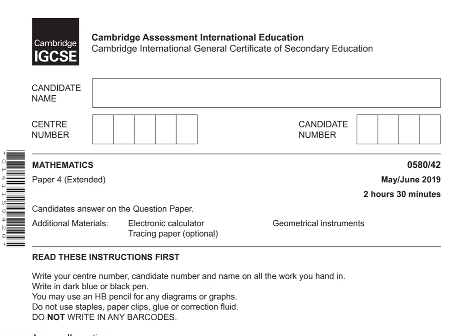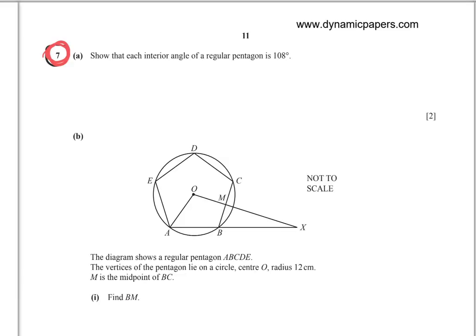Bismillah. In this video, I'm going to solve Cambridge IGCSE Mathematics Paper 4, May June 19, Variant 2, the hardest question. First one, number 7.